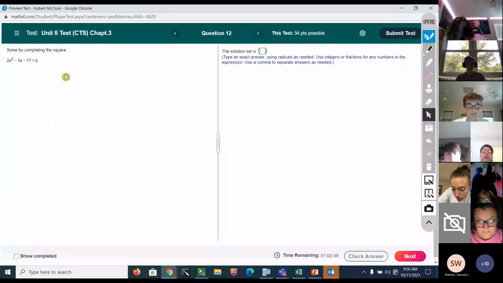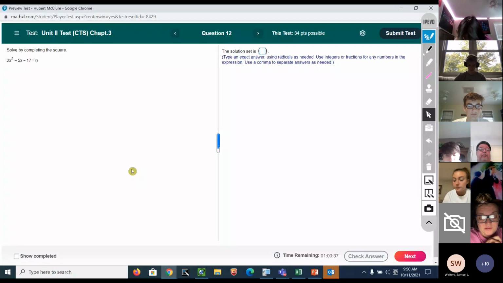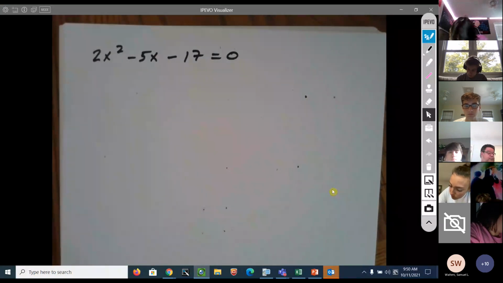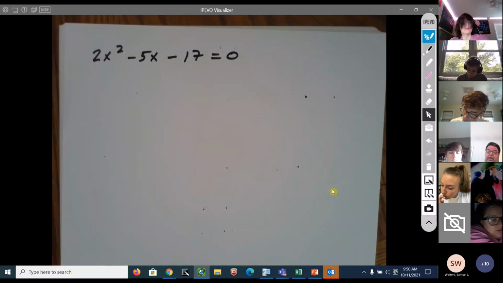Solve by completing the square. Now they want the solution set, so that means they want the x-intercepts. Solution set means x-intercepts. 2x squared minus 5x minus 17 is equal to 0. I'm going to give you 2 minutes. Don't worry about the vertex. Just go straight through. Find the x-intercepts. Do it. 2 minutes. Put it on the clock. If you can't do it, then that means you're a failure.